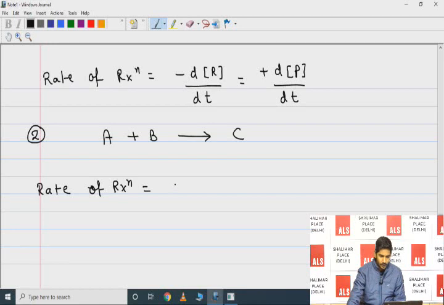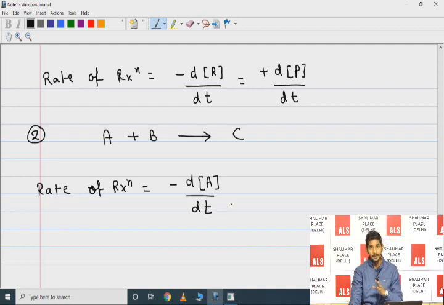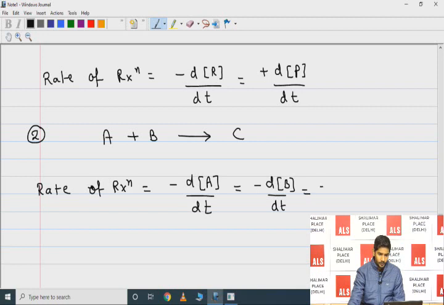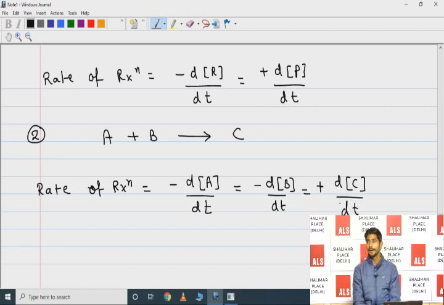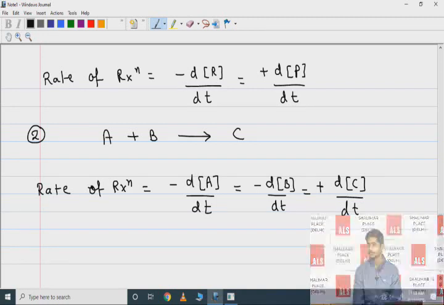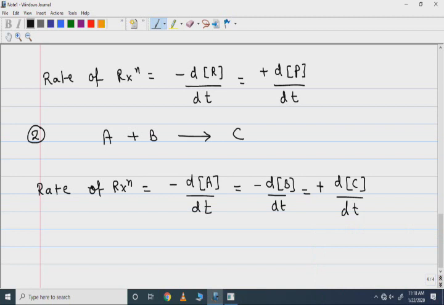So actually I would like to write this one, that minus dA by dt, the minus sign is again representing the rates of reactant, minus dB by dt should be equal to plus dC by dt. Is it correct? Any doubt about it? Okay. Okay, please raise your hand those who are having the doubt in this one.